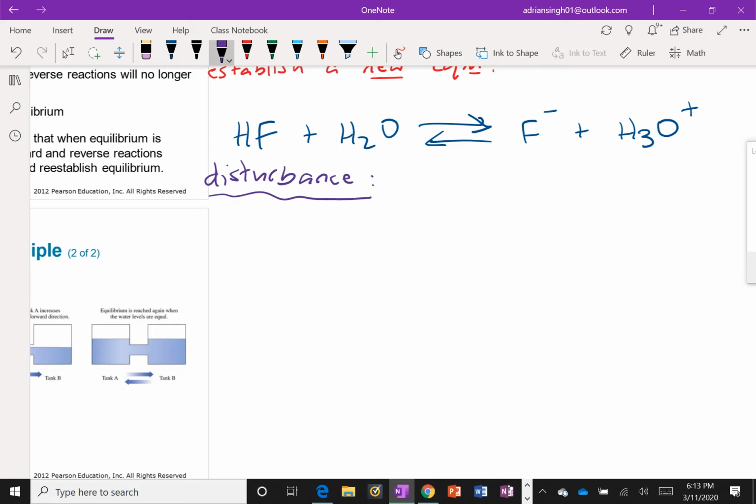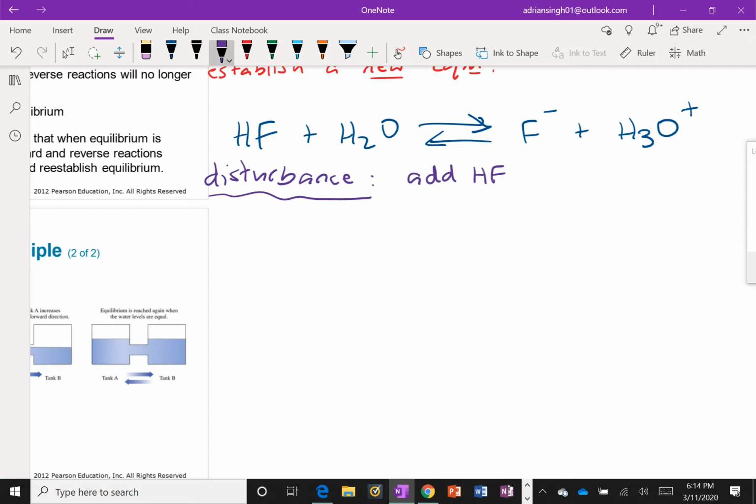And we're going to disturb it by adding HF. Right, so we're starting off with this thing at equilibrium, whatever that equilibrium is. It's nice and steady. And then we add some more HF to the system. How is the system going to respond to minimize the effect of that disturbance? In other words, if I add more HF to it, how will the system respond to get rid of the HF that I just added?